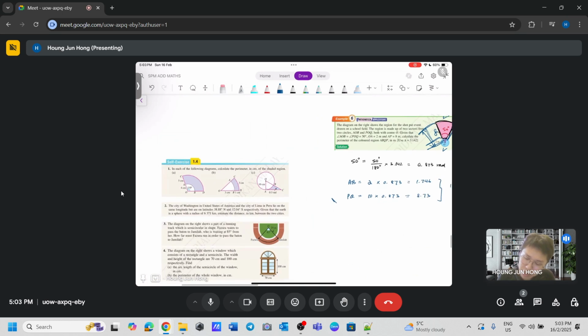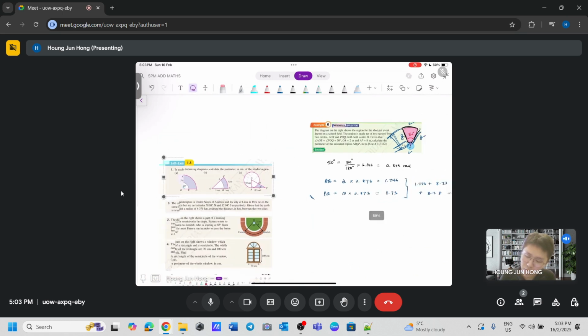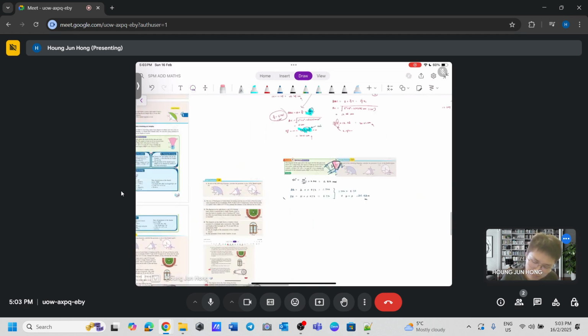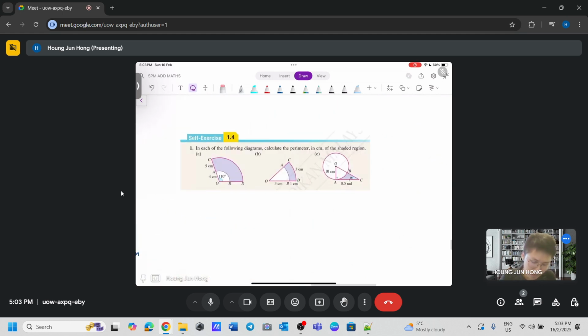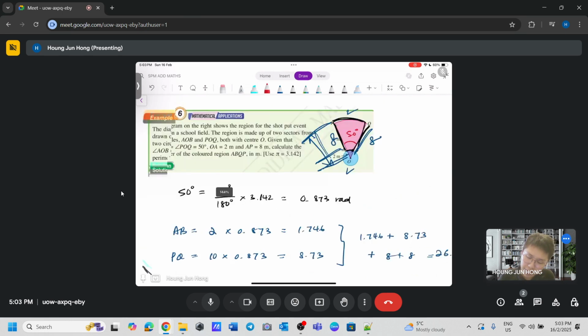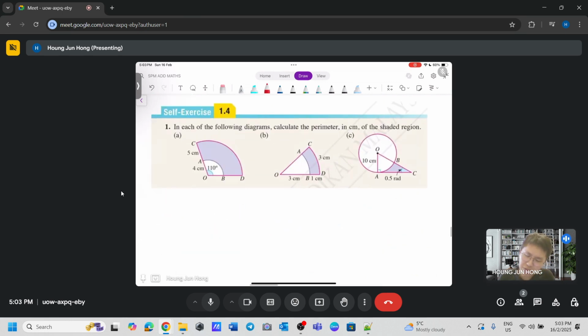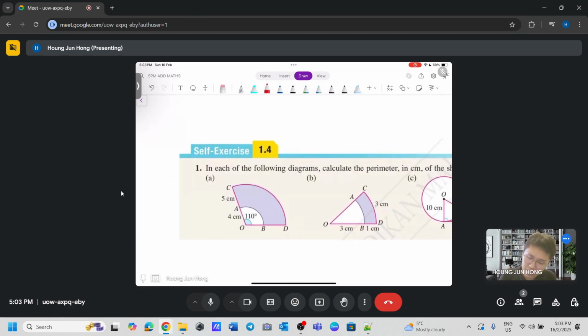So let's do the self exercise, 1.4. As you can see over here, again, it's not really hard. It's just about the shaded region. You just have to figure out, as you can see, this thing is given already as 5 cm. You just have to figure out CD and also AB.